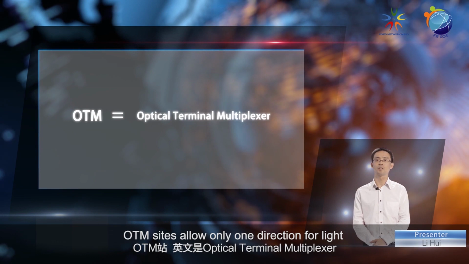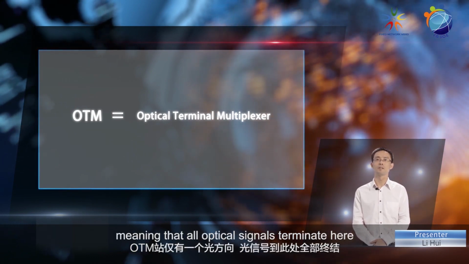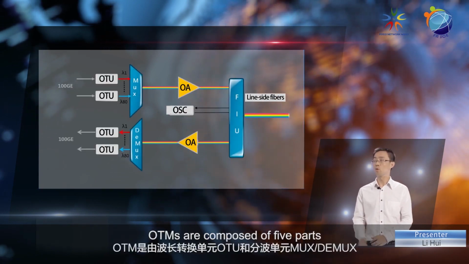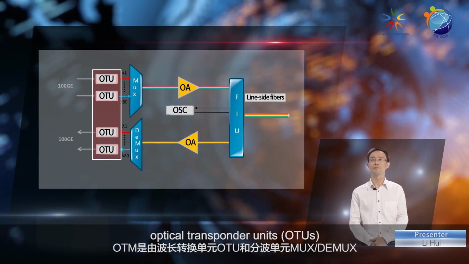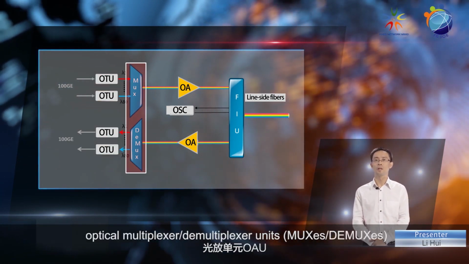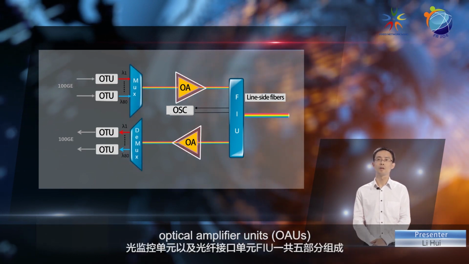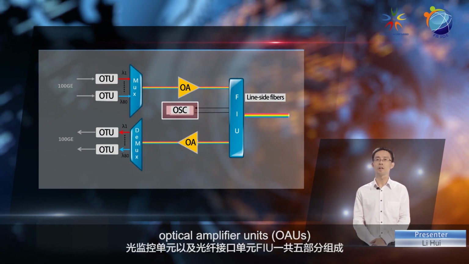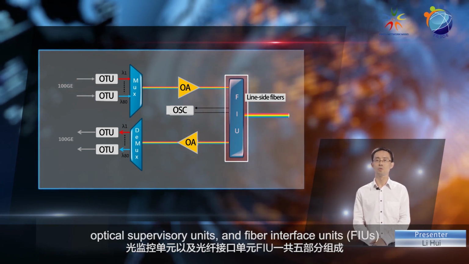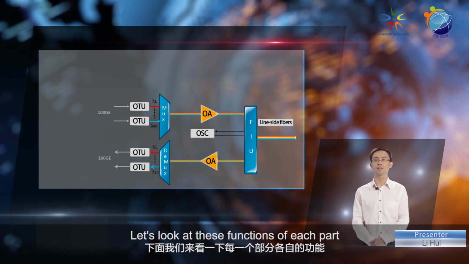OTM sites allow only one direction for light, meaning that all optical signals terminate here. As shown in the figure, OTMs are composed of 5 parts: optical transponder units, optical multiplexer or demultiplexer units, optical amplifier units, optical supervisory units, and fiber interface units. Let's look at the functions of each part.